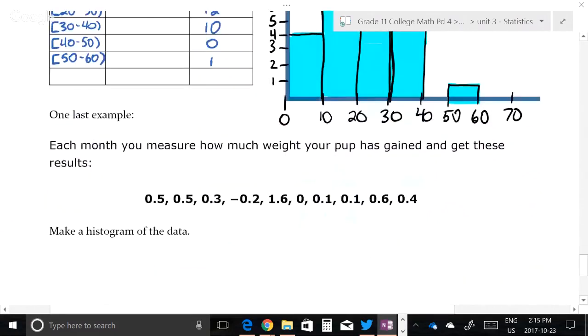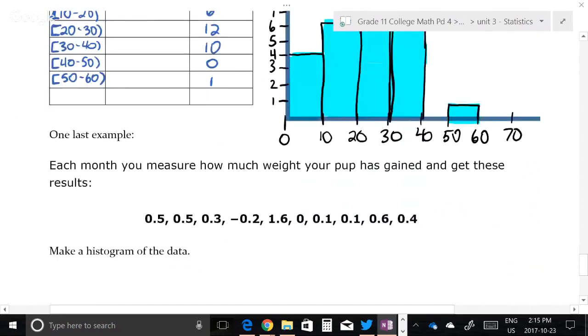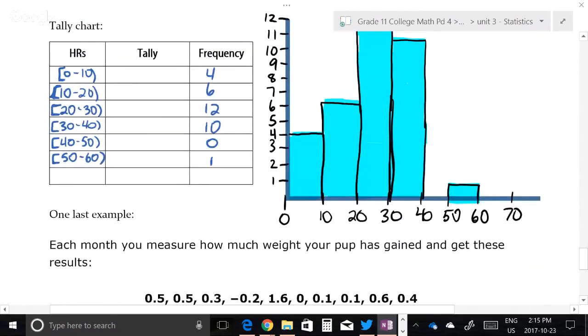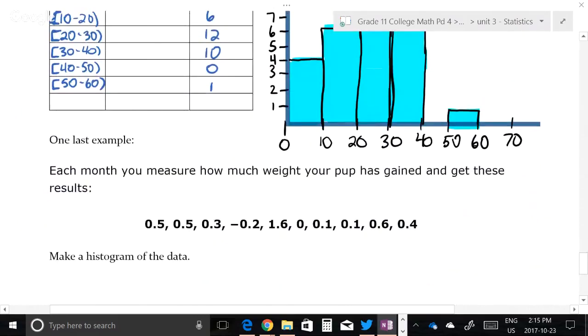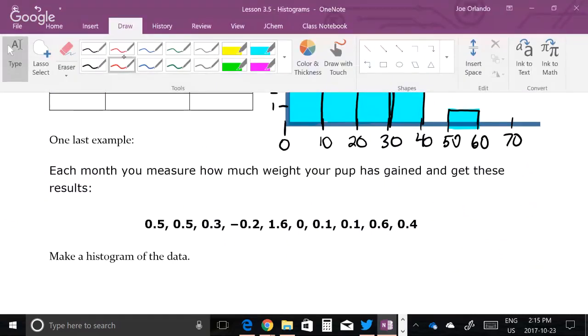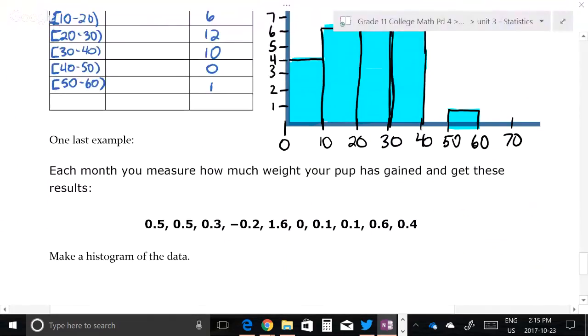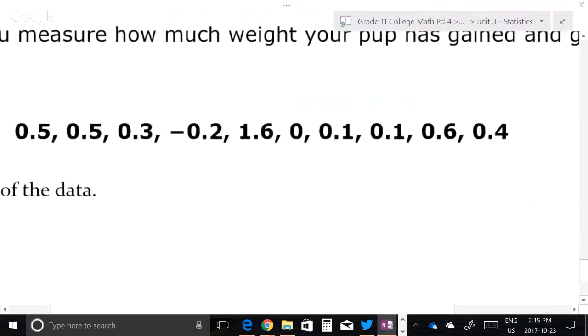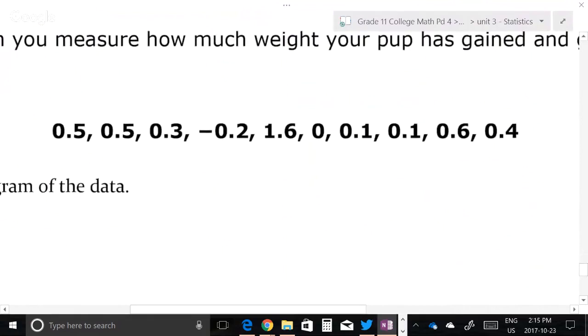One thing I want to say is here, we're going to get some data. I want you to imagine that you have a puppy. So you get a dog. And every month, you're going to track how much weight it gains. That's important. Now, what do you notice about these data?